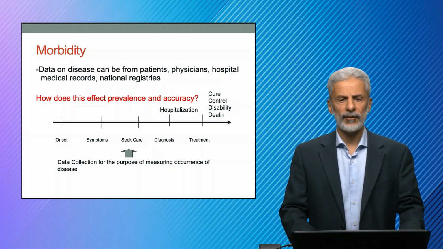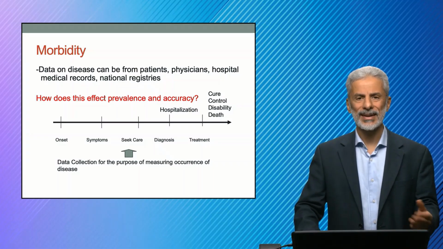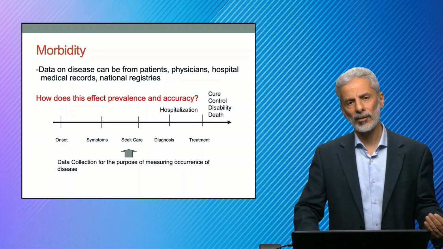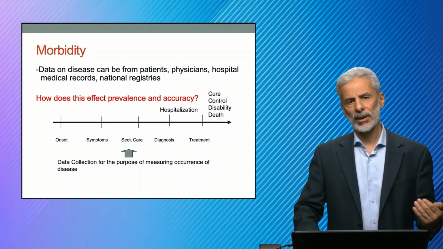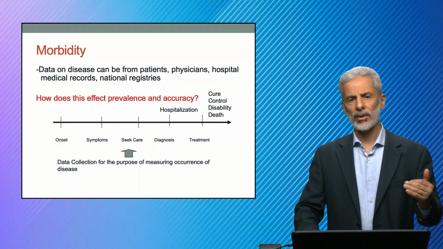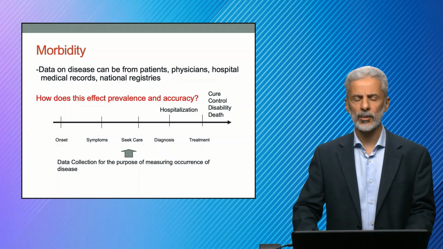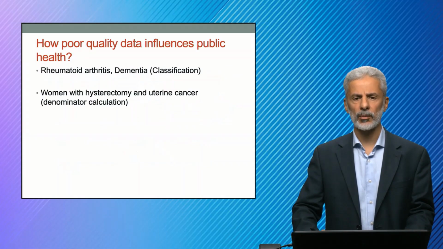Now, it affects the prevalence accuracy, because if the data is not complete, then we are missing a lot of prevalent cases. These prevalent cases are out there in the community, but they didn't get recorded by the registry, or they didn't get hospitalized, and so on and so forth. So that's also one of the problems we face with data collection on morbidity.